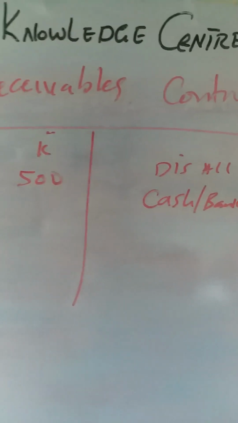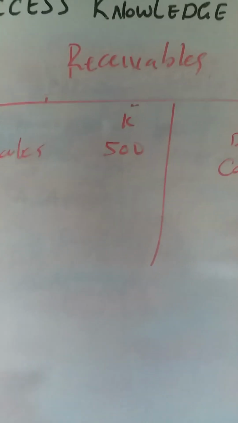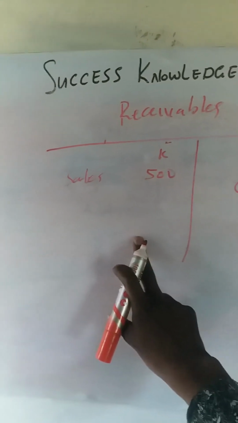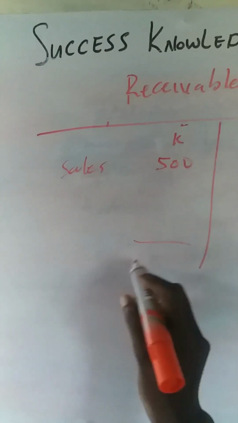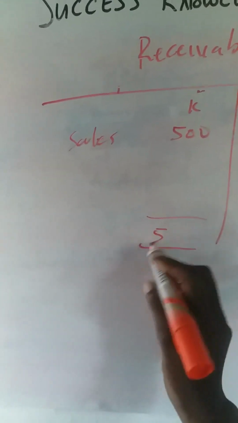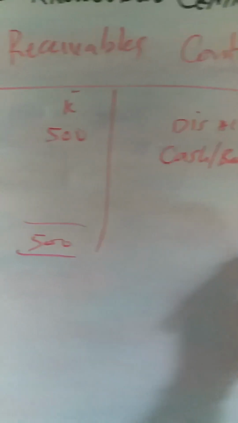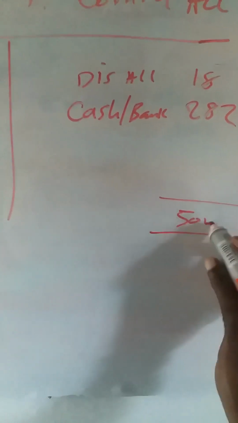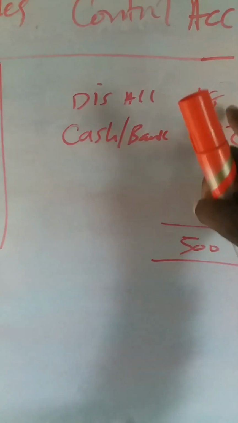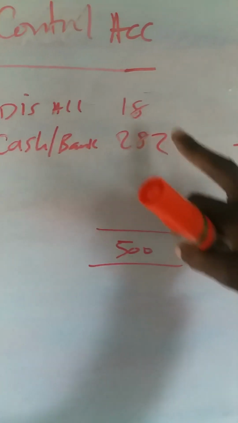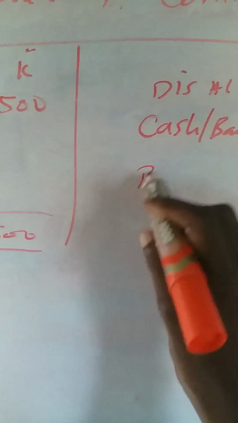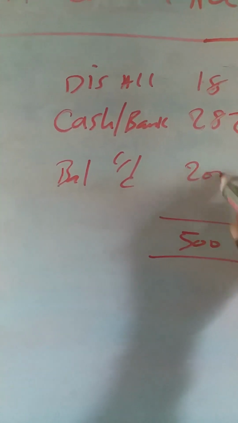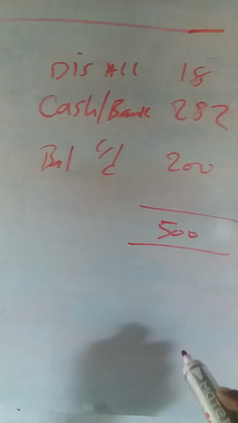Okay, so now it's an issue of balancing. Like I said, the receivables control account balances from the debit side. So the total we should have is 500 kwacha, and here as well, on the credit side, we should have 500 kwacha. Let's add this. This comes to 300. So the balance carried down is of course 200 kwacha, to make this side 500 kwacha.